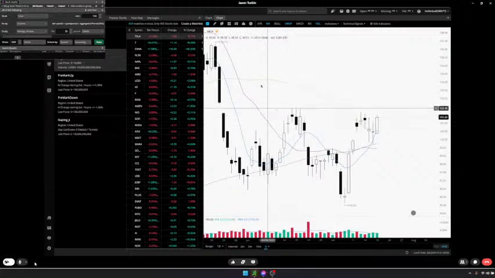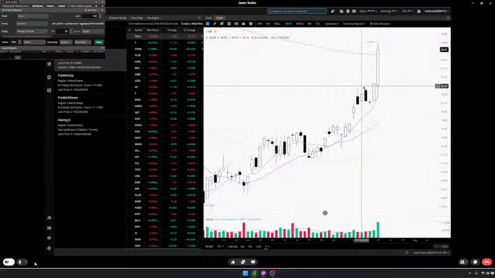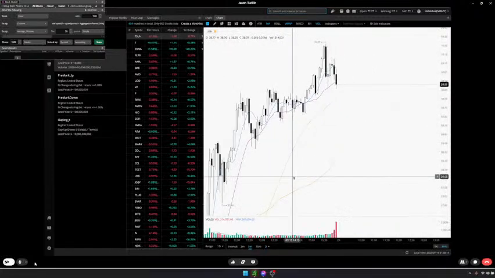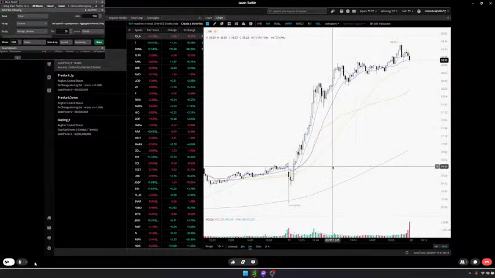Let's see, we got USB. I have one trade on it, this one, and I lost on it. I went in too late. Oh, I remember you were thinking about shorting it, right? I did, yeah. I was thinking the stock is super bullish.